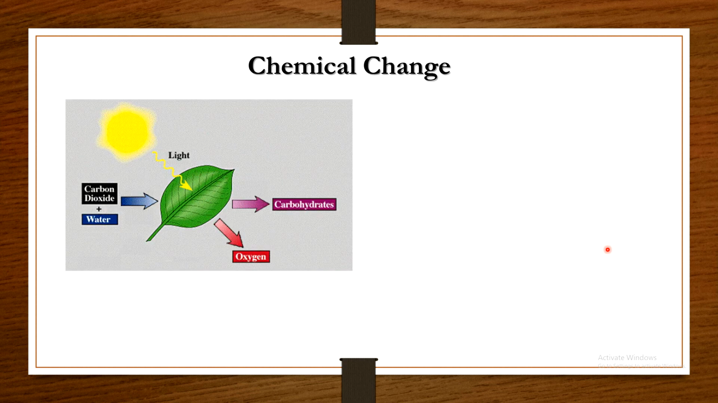Now chemical change. This is an example of photosynthesis. Green plants make their food with the help of the sun, carbon dioxide and water, and form carbohydrates, and they release oxygen. So this is one type of chemical change, because there is a change in the composition of the substance. That means a new substance is formed with a new, different property.